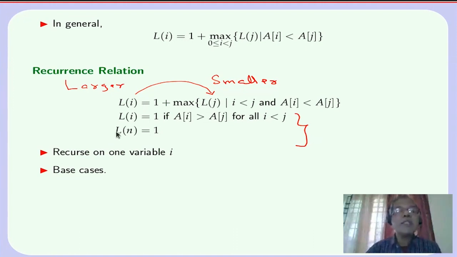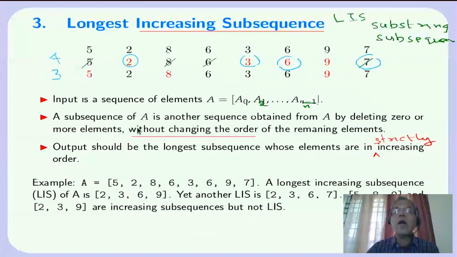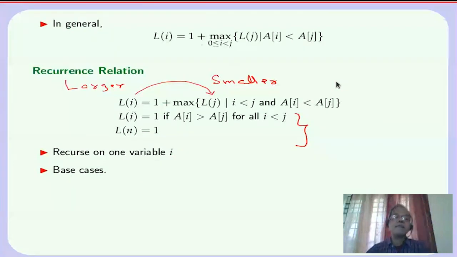What are the boundary cases? What is L of n in the given example? What is the longest increasing subsequence that starts at 7? Just 1, because 7 cannot be followed by any element. Similarly, what is the longest increasing subsequence that starts at 9? Since no element to its right is larger than 9, it is 1. So they are the base cases.